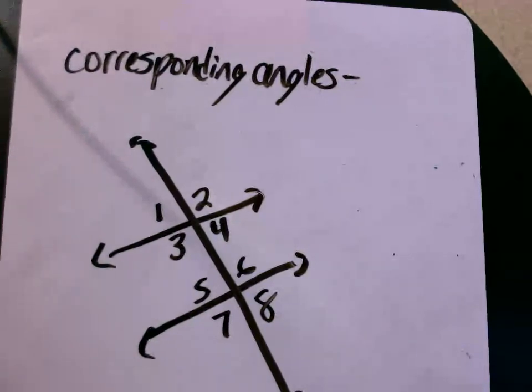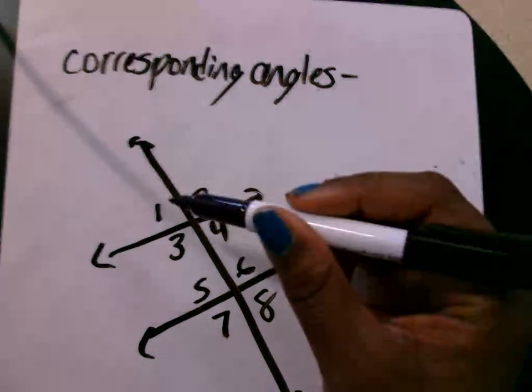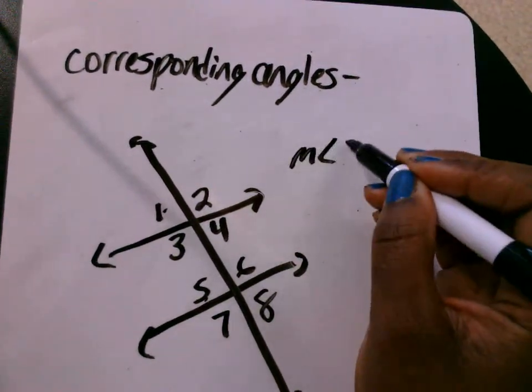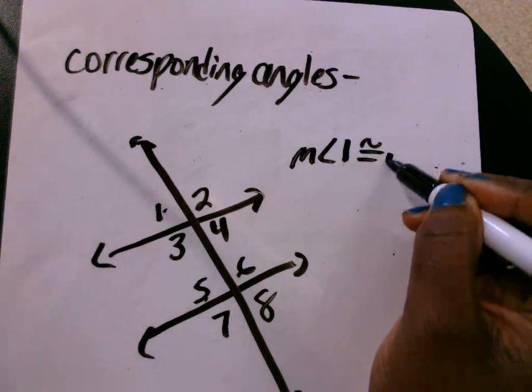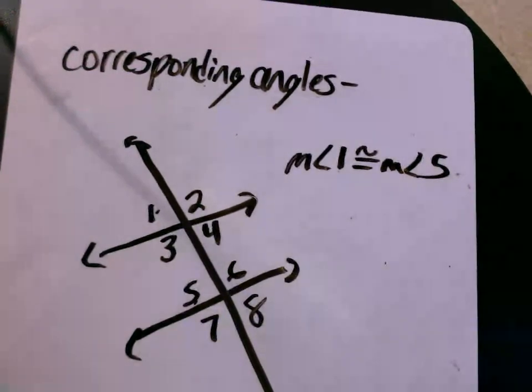What are the corresponding angles here? Corresponding angles are congruent. Hold it so I can see it. Not quite. I'm going to give you an example of a pair. We got 1 and 5. The measurement of angle 1 is congruent to the measurement of angle 5 because they're corresponding.